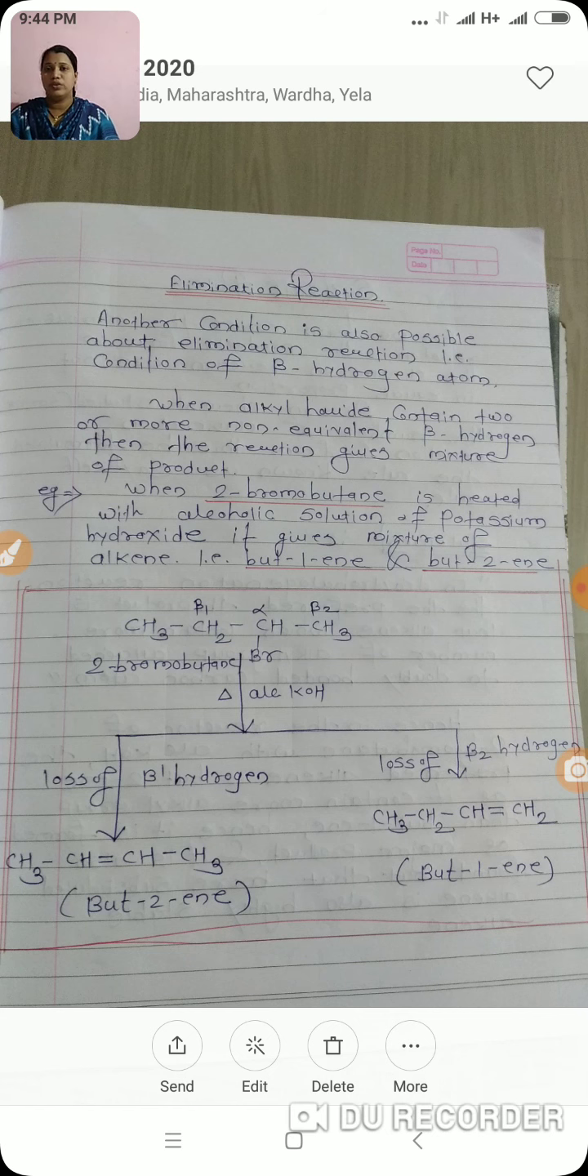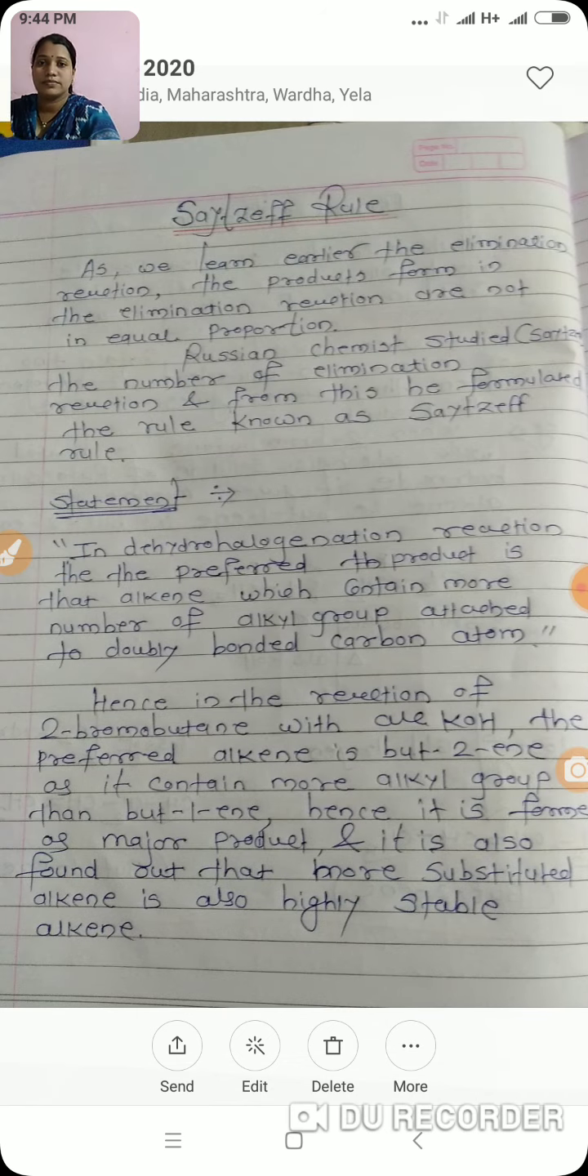There is one rule, and this rule is the Saytzeff rule. The products formed in an elimination reaction are not in equal proportion. The Russian chemist Saytzeff studied a number of elimination reactions, and finally he formulated the empirical rule known as the Saytzeff rule, to determine which product is the major product. Now see the statement of the Saytzeff rule.